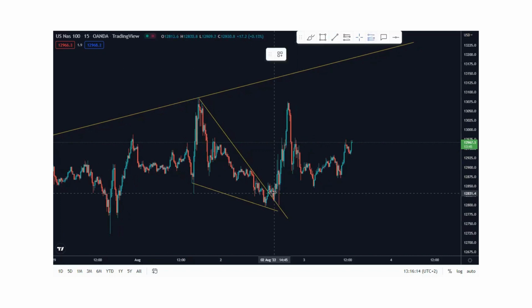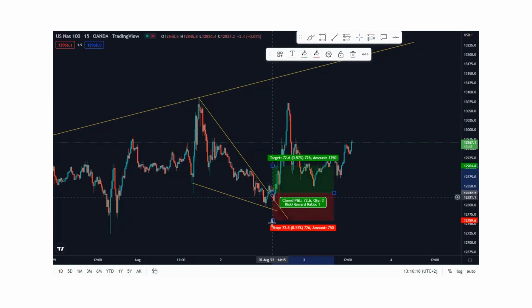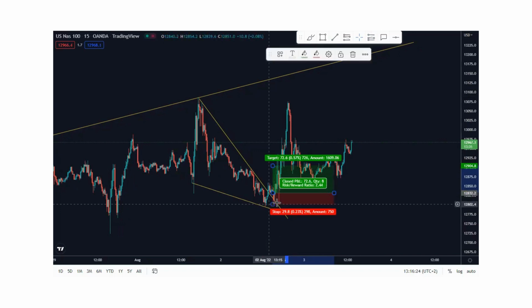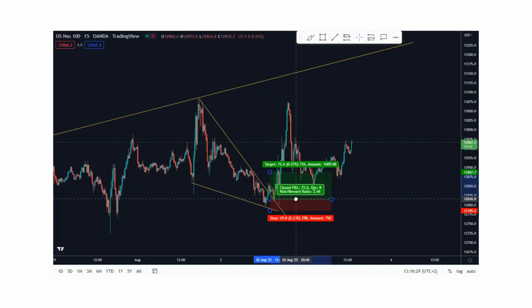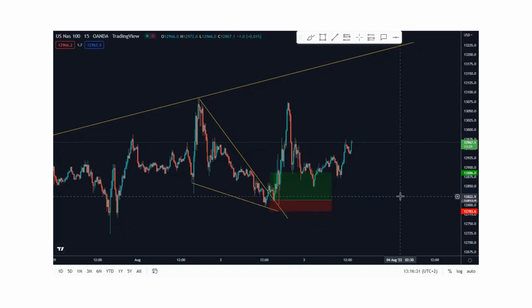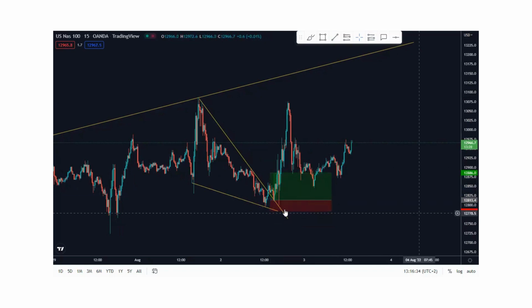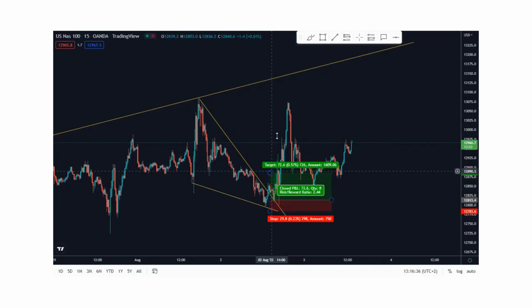I think my stop loss was 20 pips. Yeah, if I remember correctly. Yeah, no, it was 30. It was 30 because it was here. Some will say it's a big stop loss. No, it's not a big stop loss. It's a small stop loss.